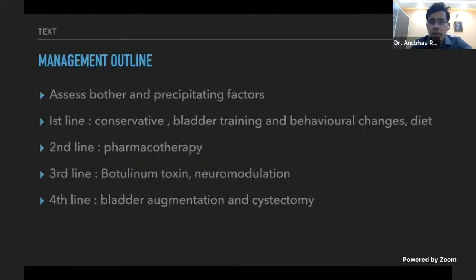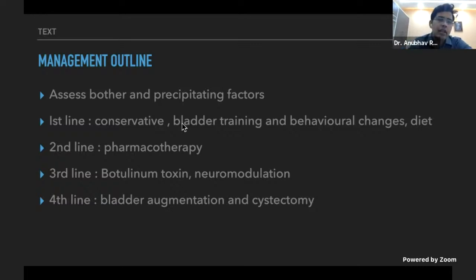So we have many lines of treatment, or many lines of attack, you can call them. So first we need to assess the bother and the precipitating factors. We also need to give him a bladder diary or chart, so that just before we start our treatment, we have a documentation of the number of episodes of leak, number of times the patient is having urgency, and the frequency, that is the number of times the patient is having to get up to urinate in the day as well as night.